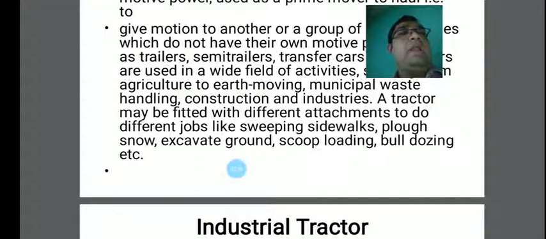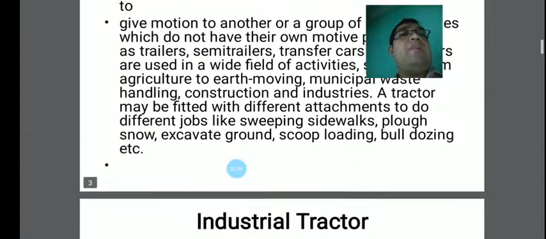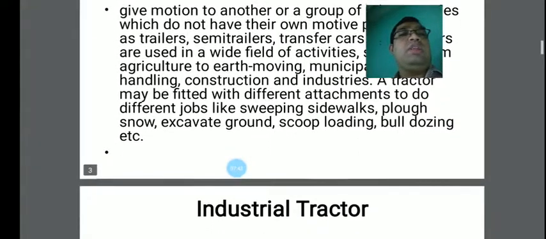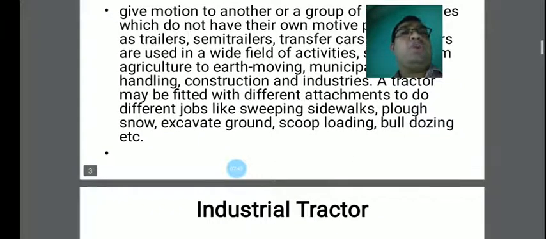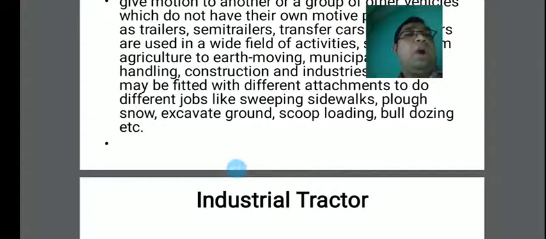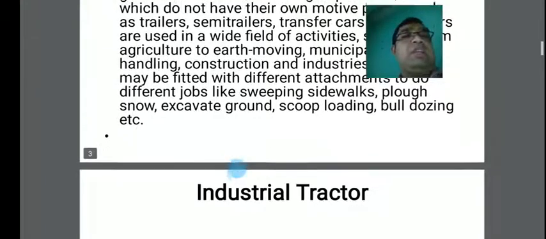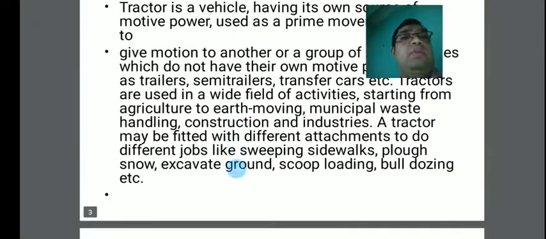For the loading and unloading purpose, different attachments are used for sweeping sidewalks and plowing snow. These depend on the ground scoops, the loading bowl, and bulldozing, which are accepted as attachments on the tractors.